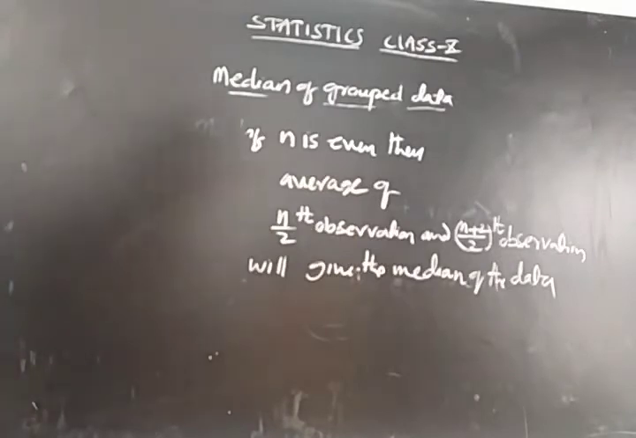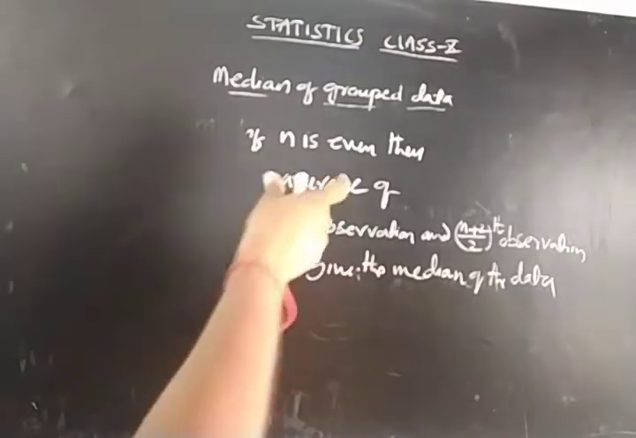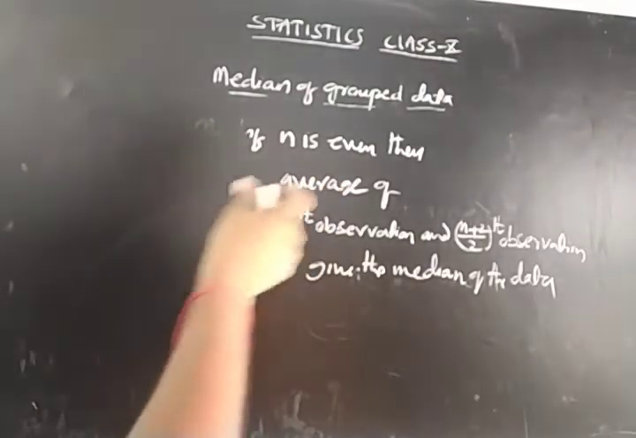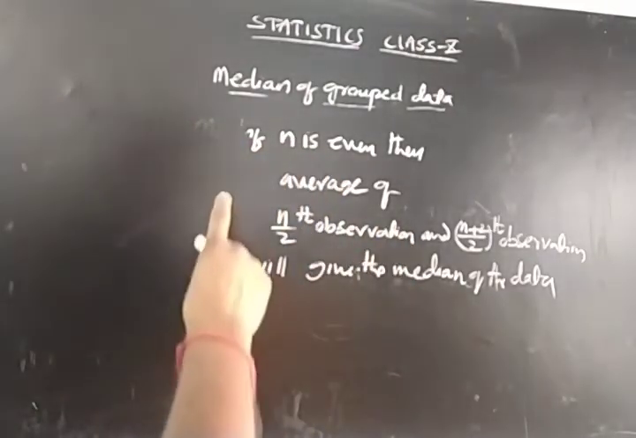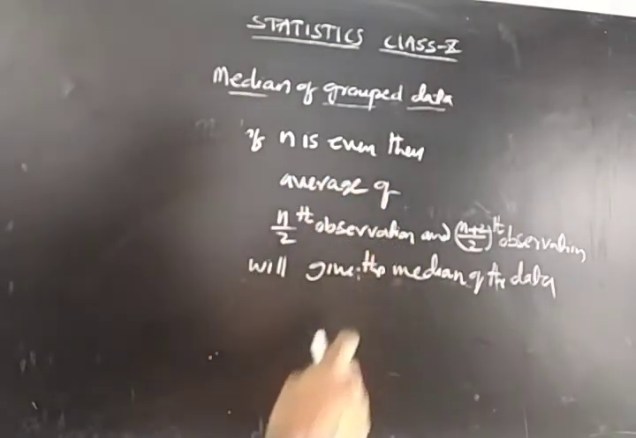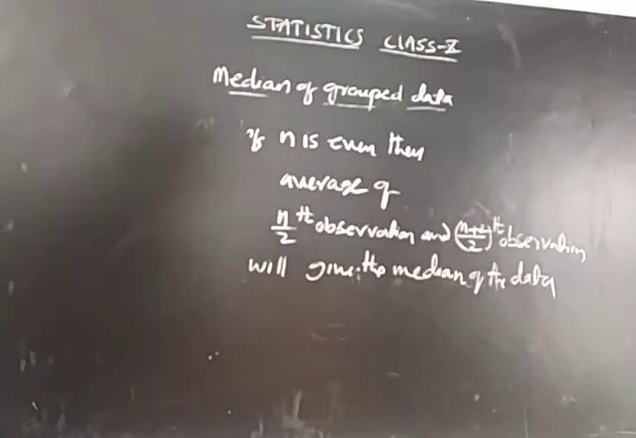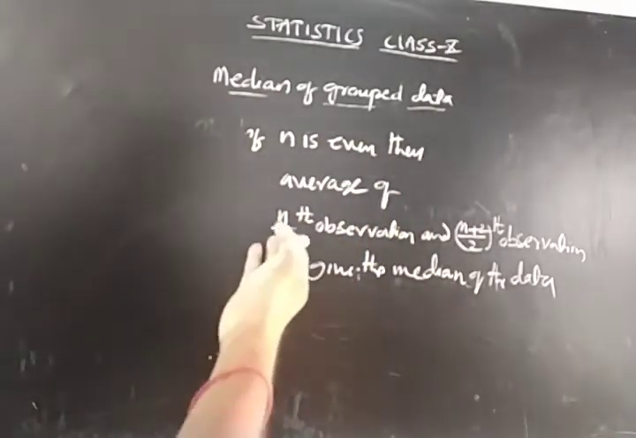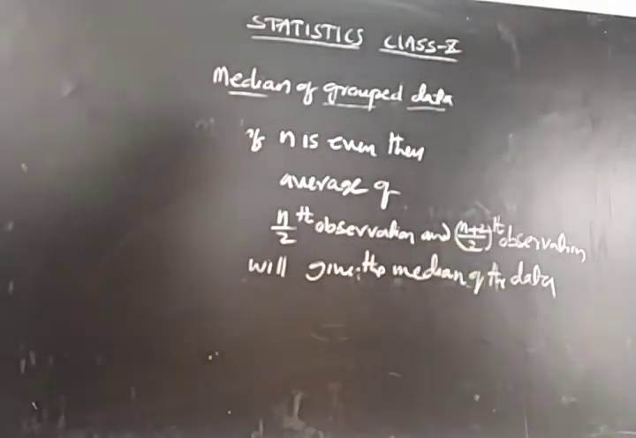Sometimes you may have the observations with frequencies. For that, how to find the median? This is for raw data. We will have only observations. At that time, arrange them in ascending order and count the number of observations. If they are odd, then the (n plus 1) by 2th observation is the median. If the number of terms is even, take the average of the n by 2th observation and the (n plus 2) by 2th observation, which will give the median of the data.